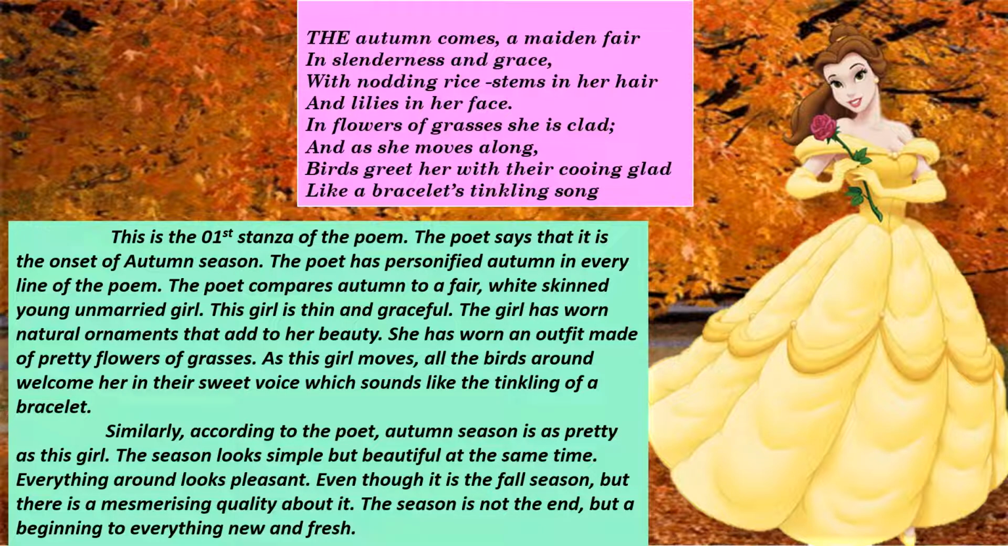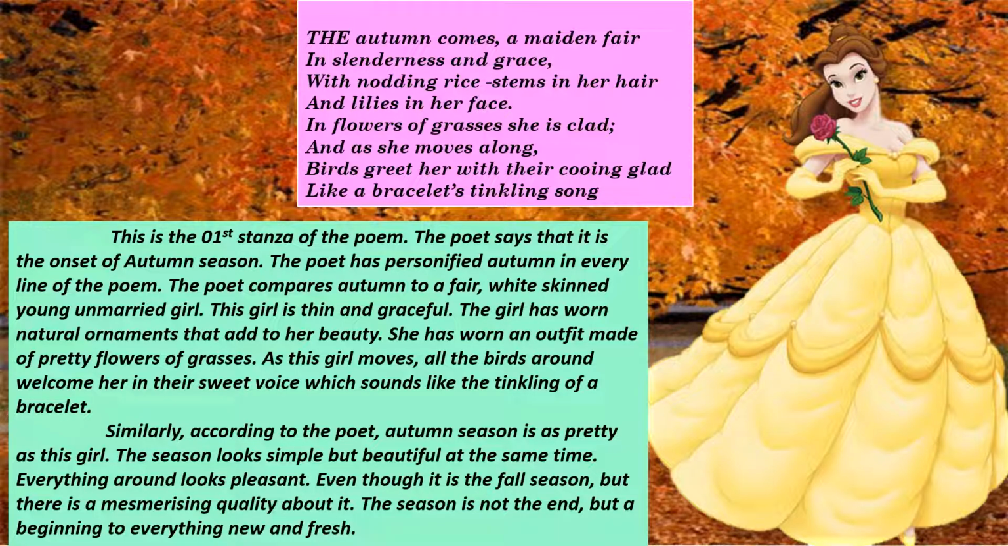Similarly, according to the poet, autumn season is as pretty as this young girl. So the poet is telling us that for him, the autumn season is as pretty, as beautiful, as refreshing as this young, fair-skinned, unmarried girl. The season looks very simple, but it is beautiful at the same time. So just like this young girl, she is thin, but she is graceful. Autumn season also looks very simple, very plain, but it is beautiful in its own way.